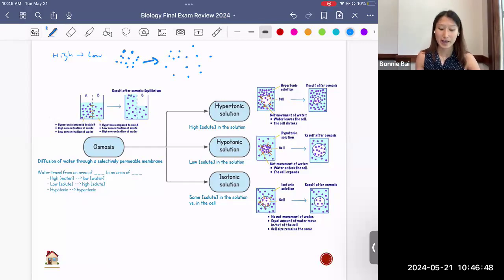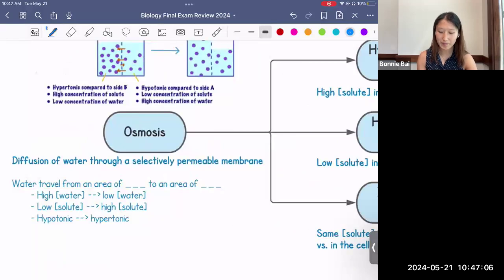This happens naturally. It does not require energy. So high to low concentration, no energy. That's diffusion. However, osmosis is just a type of diffusion. Instead of thinking about how the solute is moving, we're thinking about how water is moving. So let's take a look at the definition right here. It says osmosis, diffusion of water through a selectively permeable membrane.